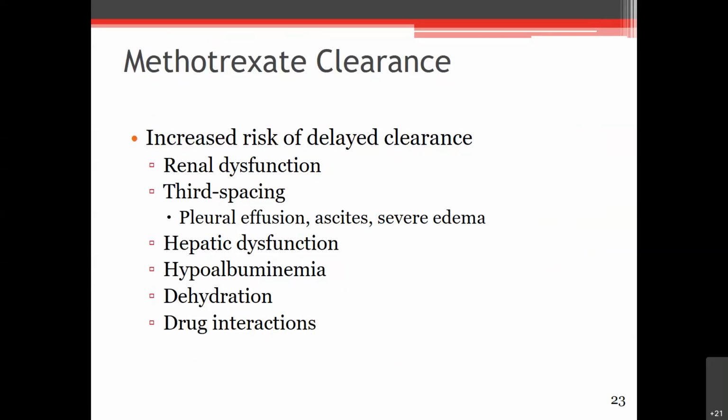So sometimes when we have a patient who's taking a really long time to clear and we're not sure why, we may end up doing imaging to see if they might have some sort of fluid collection somewhere. It is also helpful to advise patients to make sure they're really moving around and walking in the halls when they come in for their high-dose methotrexate, just to try to prevent that fluid accumulation. And then you can see hepatic dysfunction, low albumin, dehydration, and drug interactions can also be a major issue.